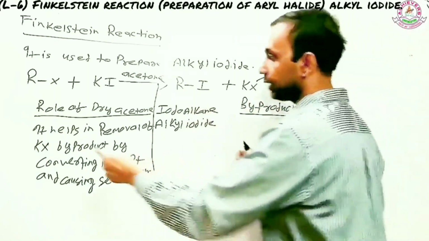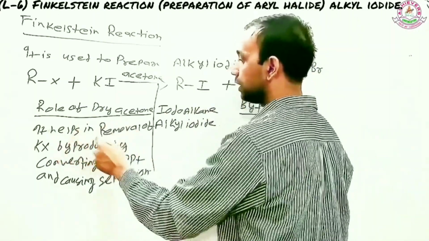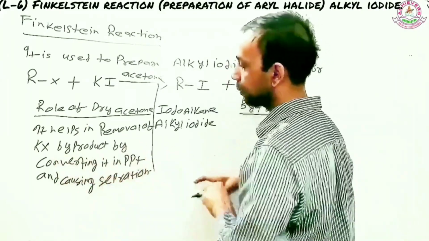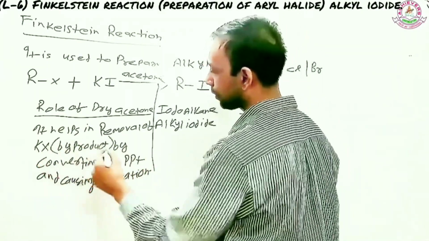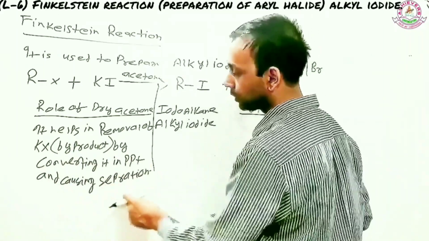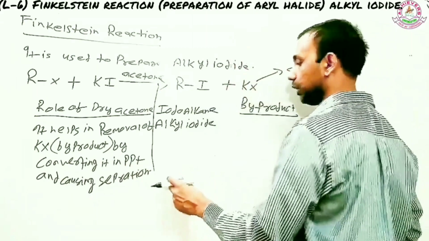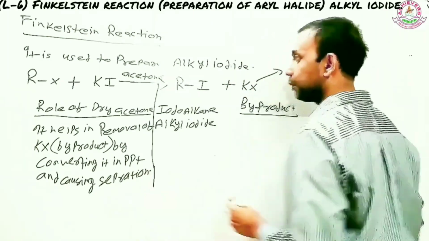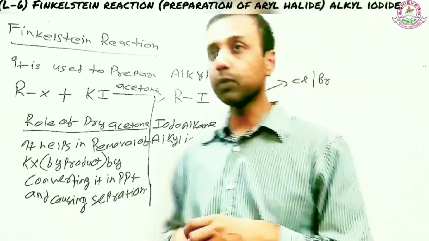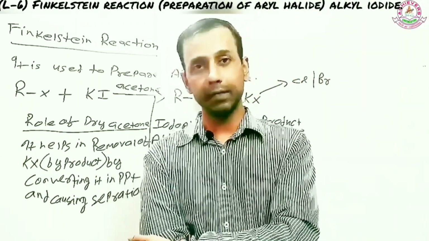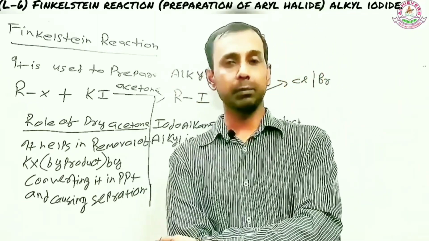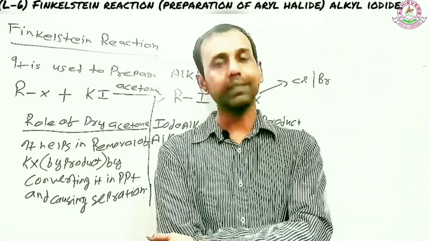So I have already mentioned here the role of dry acetone. It helps in removal of KX, the byproduct, by converting it into a precipitate and causing separation. So this is what the role is. Now I repeat, the acetone has a very major role here. In order to keep the production of alkyl iodide going on, dry acetone must be used so that the byproduct can be removed. So this was the Finkelstein reaction.